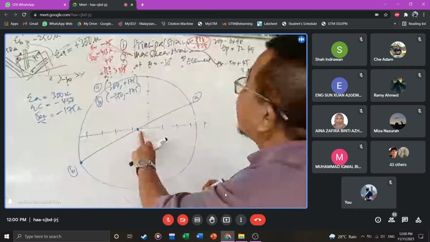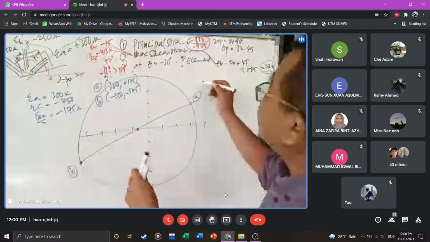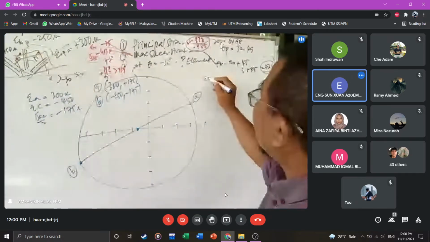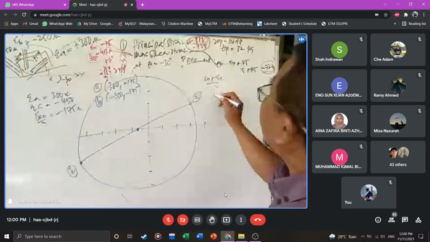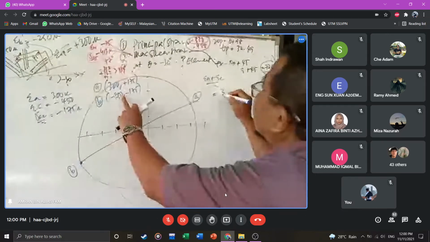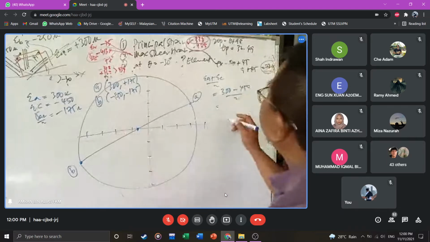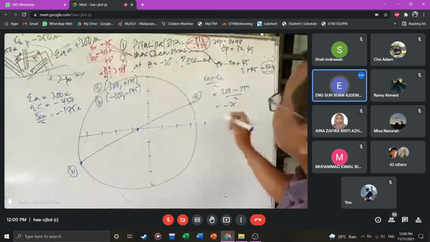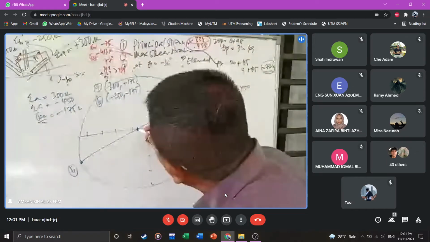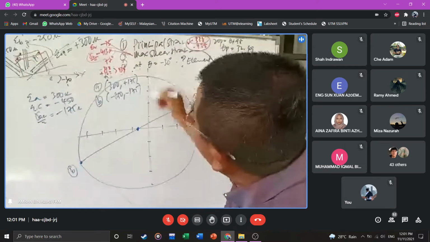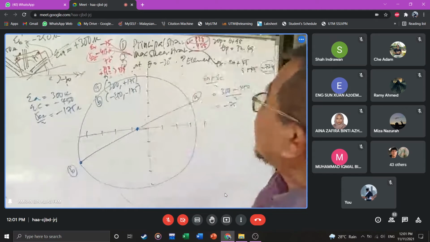Okay. How to get the center? Last time, what is the formula? EA plus EC over 2. Average. So what do we have there? 300 minus 450 divided by 2. What is that? Negative 75. So this distance point here is negative 75. Point means if you read from that 0 here, negative 75 there.